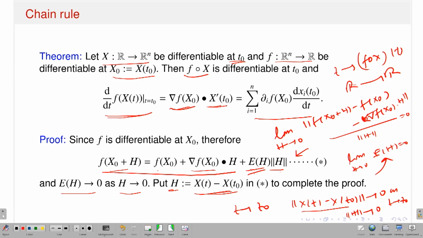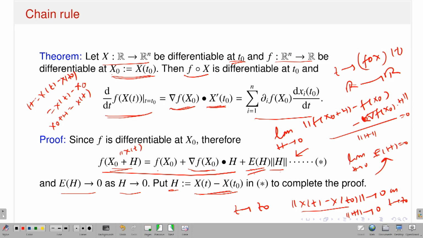Not only that, its derivative is exactly the gradient vector times x prime of t naught. Look here: if I replace h by x(t) minus x(t naught), what is x naught plus h? Here x naught is x(t naught), so x naught plus h is nothing but x(t). So this is actually x(t) if you replace h by x(t) minus x(t naught).